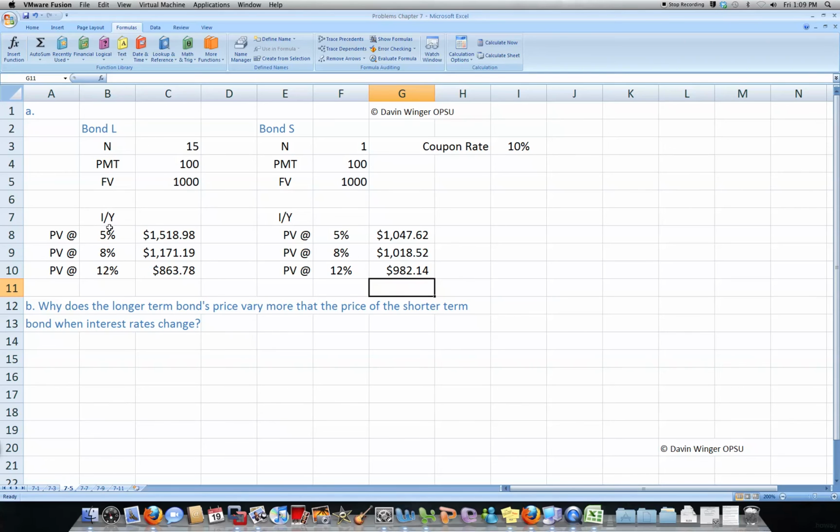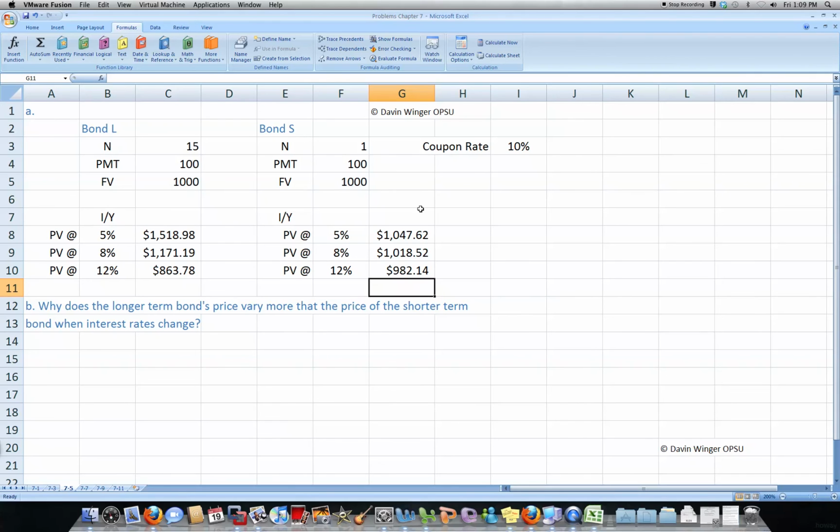Also notice when the yield to maturity is lower than the coupon rate, it's a premium. But when the yield to maturity is higher than the coupon rate, it is a discount bond. So why does a 5% 15-year bond sell for $1,518 and a 1-year sells for just $1,047?